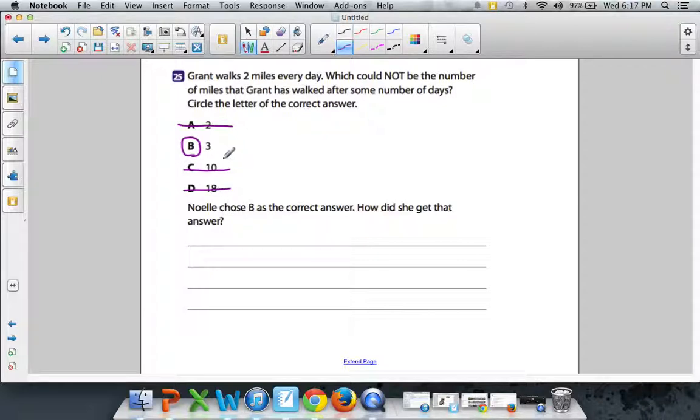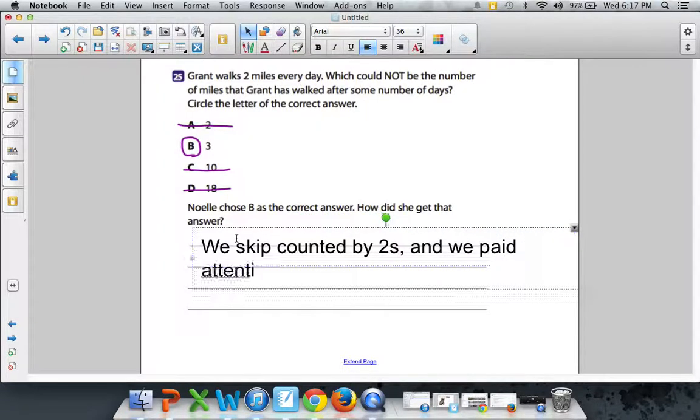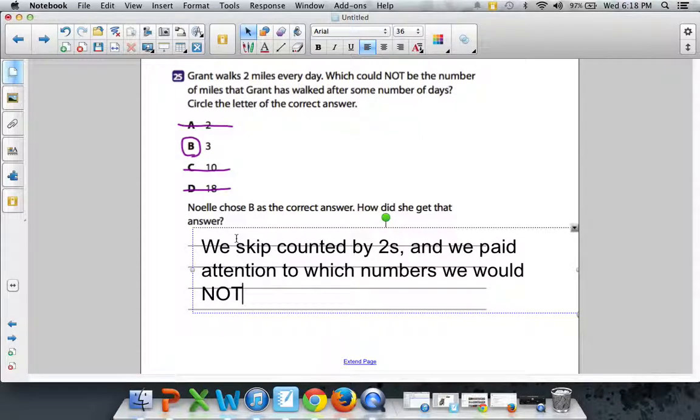Noelle chose B as the correct answer. How did she get that answer? Well, Noelle's correct because we're correct. So what did Noelle do? Well, what did we do? We skip counted by 2s, and we paid attention to which numbers we would not count. So when you skip count by 2, you do hit 2, you do hit 10, you do hit 18, but you'll never say 3 if you're skip counting by 2s. 2, 4, 6, 8, right? So 3 gets skipped.